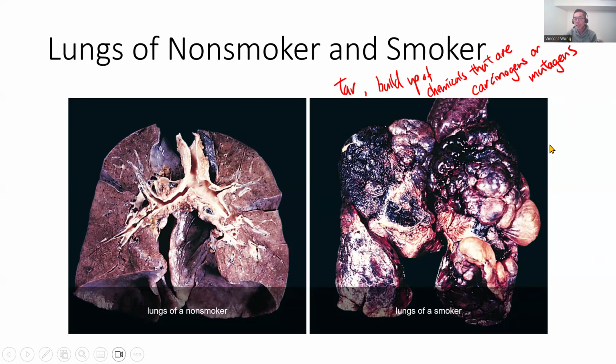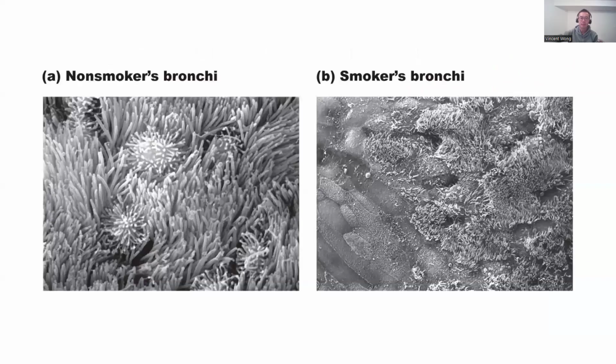Another thing that could happen with smoking is that the cigarette smoke is going to paralyze and damage the cilia.